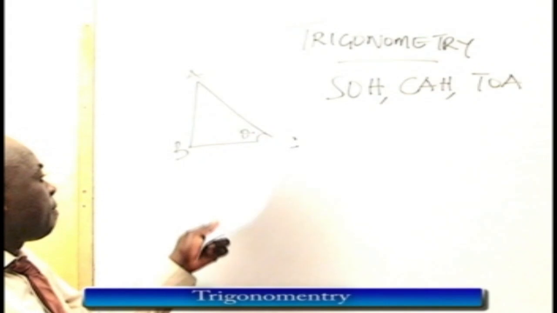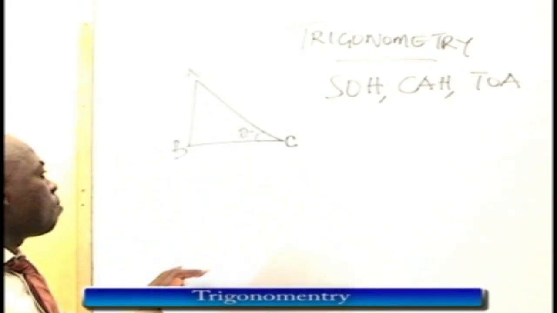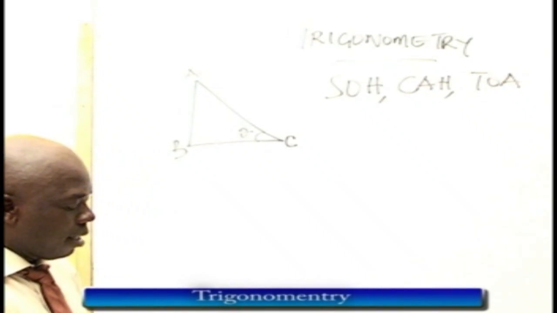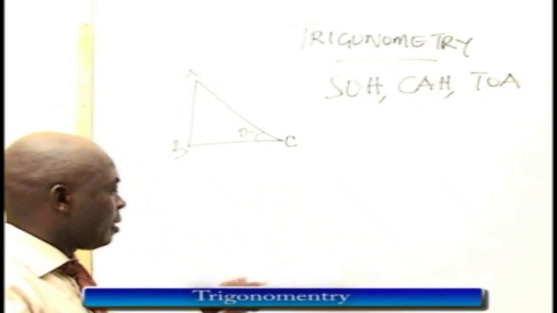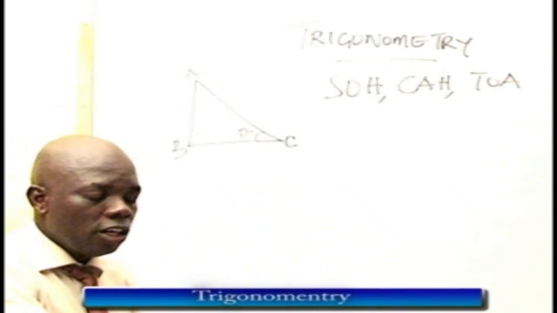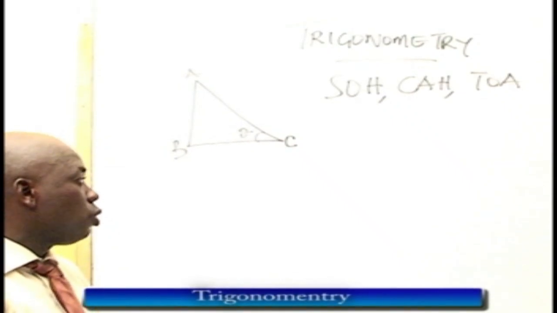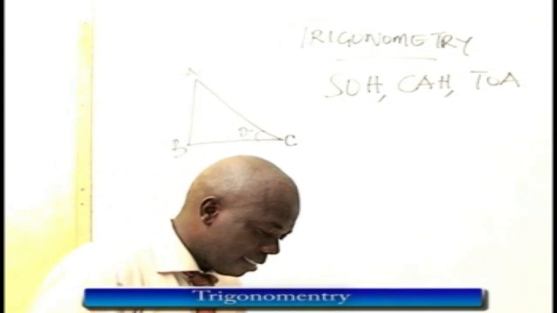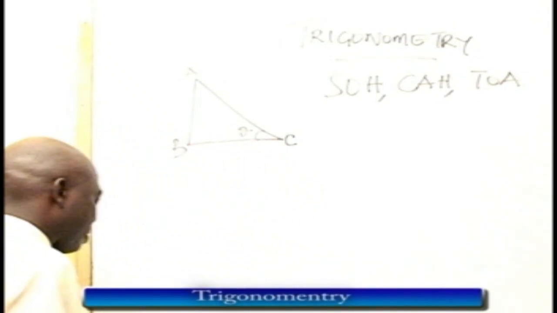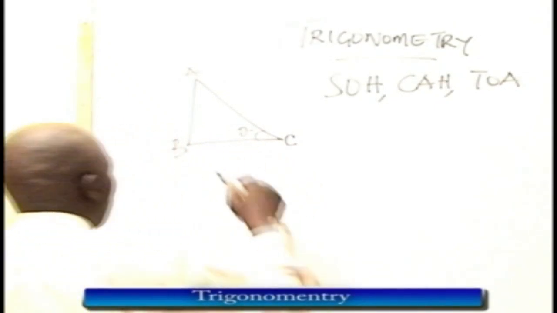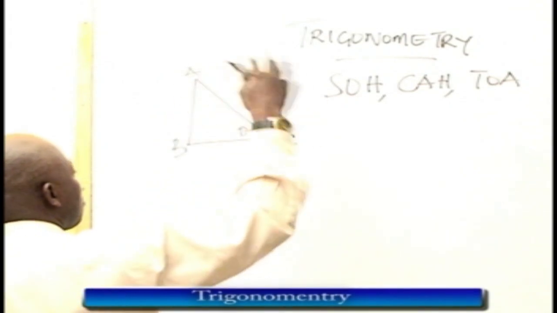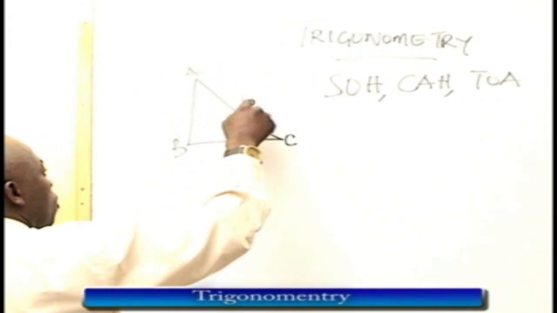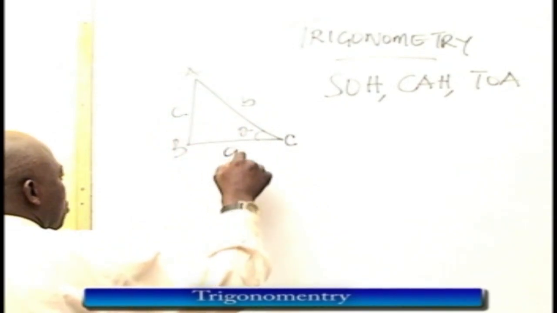Now, if triangle ABC has one of its angles as theta, to determine theta, you can use sine, you can use cos, you can also use the tangent. You can use sine, cos, or tangent. And for you to do that, you must remember what I already told you when I was teaching you sine rule and cosine rule: the side that is opposite to the big letter B will be small b. This one will be small c, and this one will be small a.